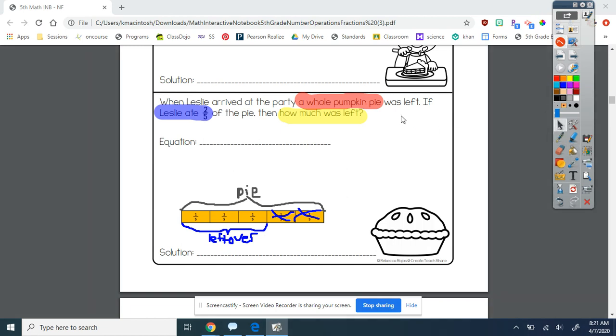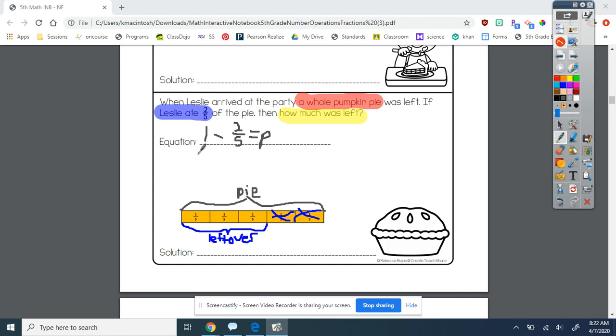But I have to go back. I still need to fill out my equation. What did I do over here? Well, I started with a whole pie. That's just one whole. And then Leslie ate some of it. She took that away. I was looking for the leftover part. I'm subtracting here. Well, 1 whole minus 2/5. We again can use P for pie. That equals her leftover part.